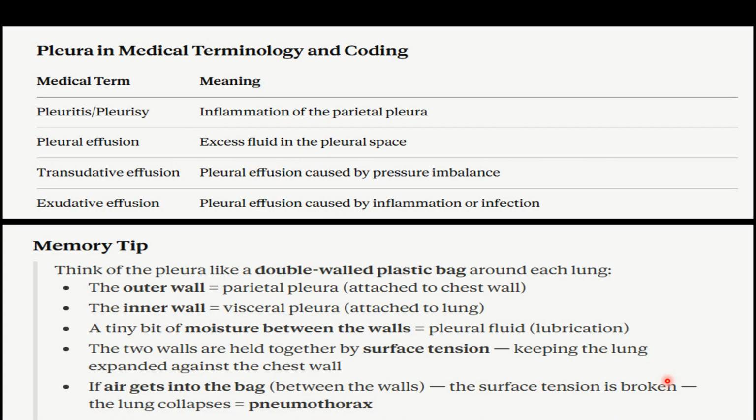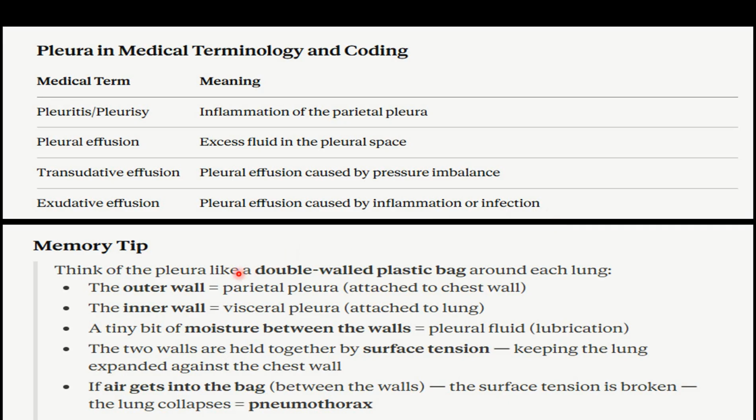Now let's see how it is utilized in medical coding. We will just see a few of the terminologies related to it. First is pleuritis. Pleuritis means inflammation of the parietal pleura. Then we have pleural effusion, excess fluid in the pleural space. Then we have transudative effusion, which is a pleural effusion caused by pressure imbalance. Then we have exudative effusion, which is a pleural effusion caused by inflammation or infection.